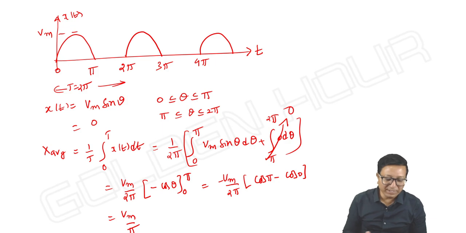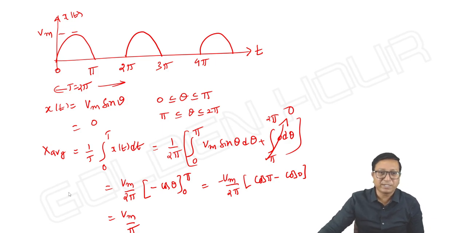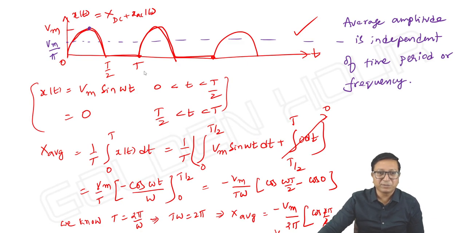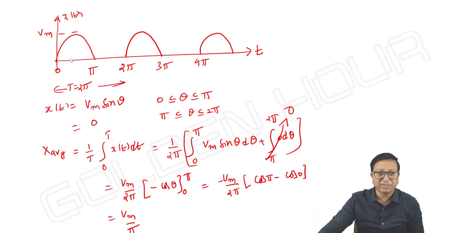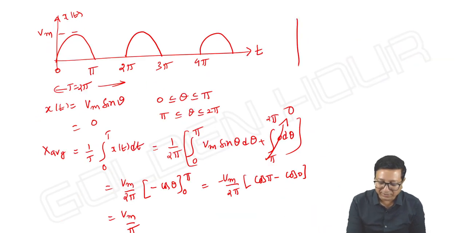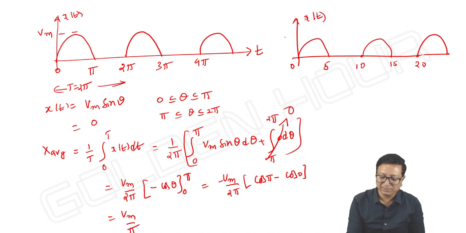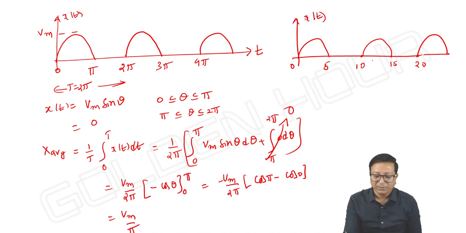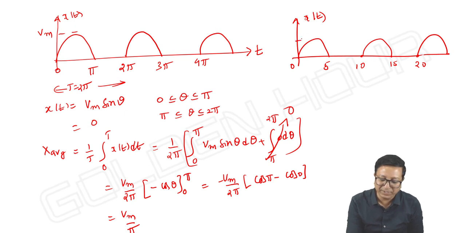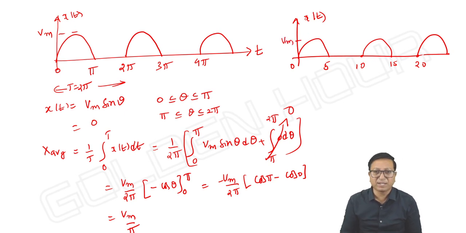It may be given like 0 to T by 2, T like this, or it may be given this way, or even they may give it this way also, 0, it is 5 seconds and 10 seconds. Is it necessary to worry about it? No, nothing to worry about. However they give, ultimately once you know the peak amplitude, Vm or Im whatever it is, the answer is peak amplitude by pi, that's it.